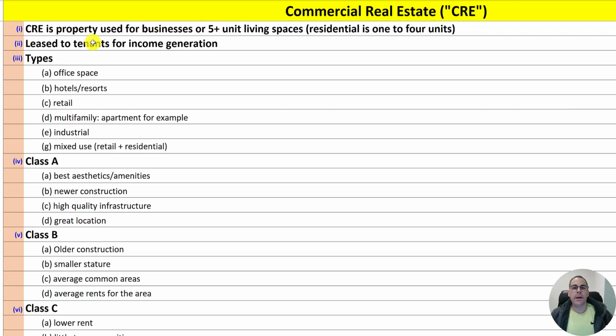The high-level definition for CRE is property used for businesses or 5+ unit living spaces. The purpose of commercial real estate is income generation, so you lease the properties to tenants.